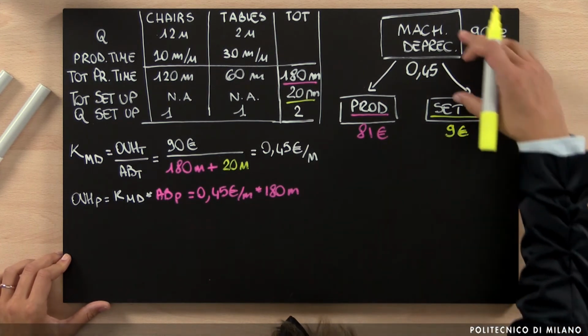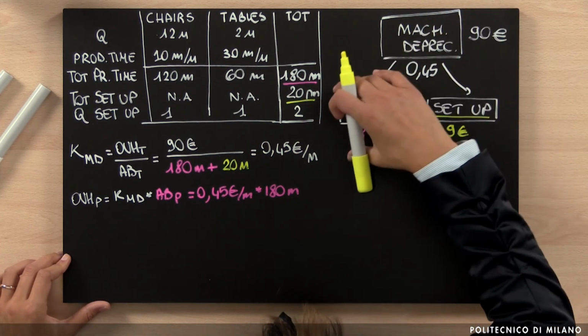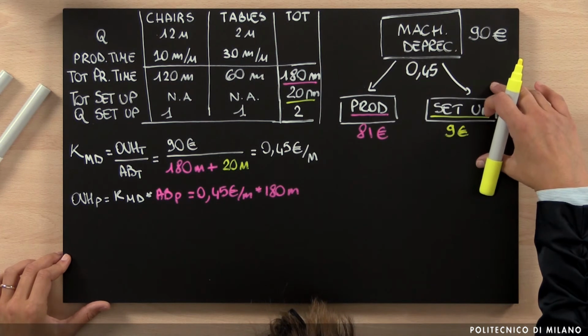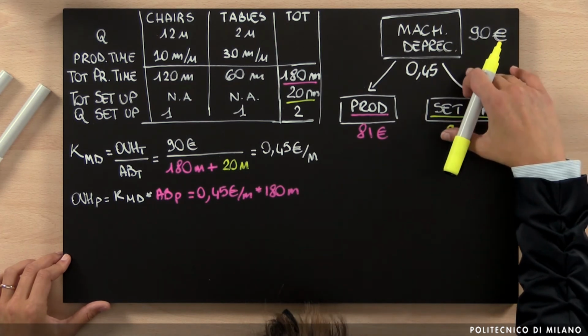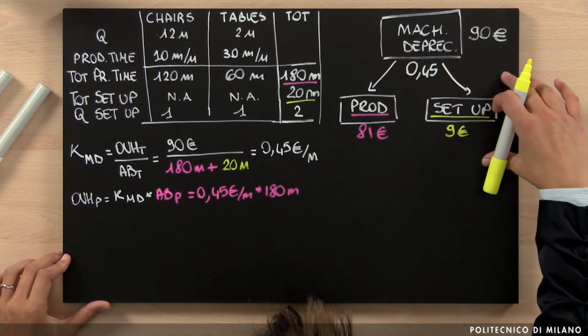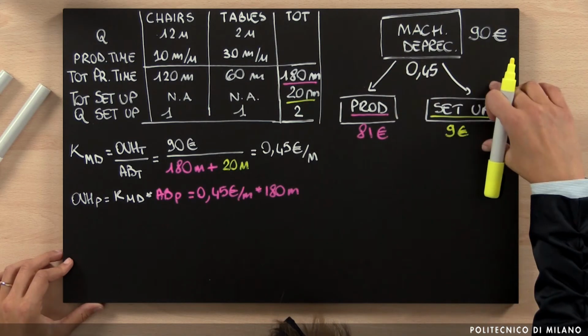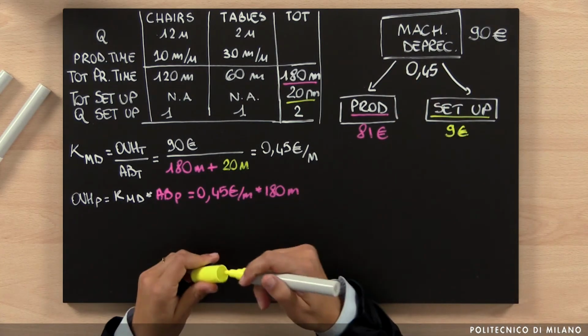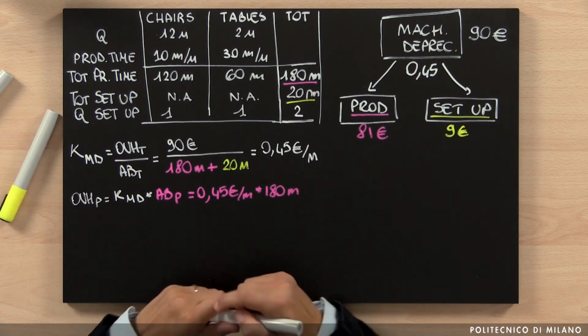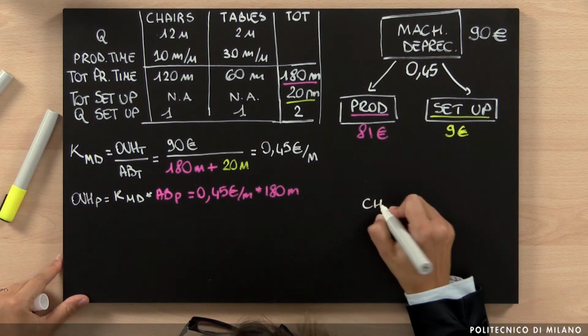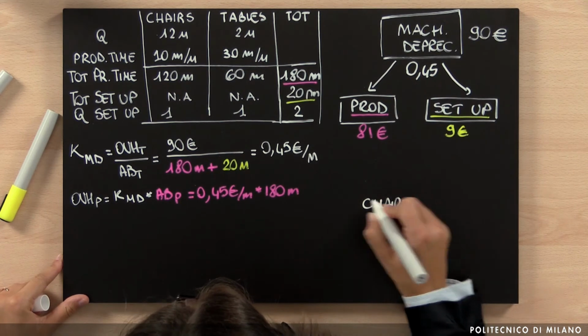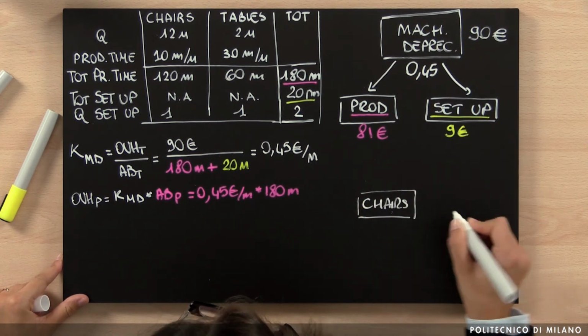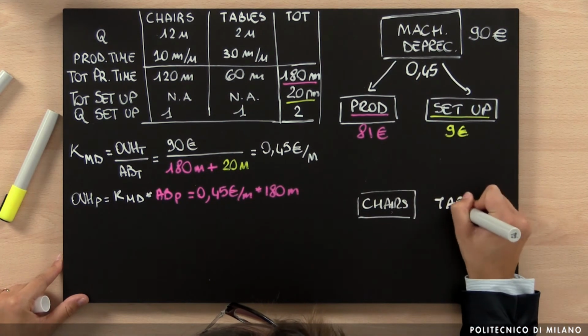So in this case, we are just sharing the value of the machine depreciation between the two different activities on the basis of a resource driver, which is the time for the production and the time of the setup. Once we are at this level, we need to repeat this approach another time because we need to share the value of the two different activities between the two different products. So our cost objects are chairs, and then we have tables.